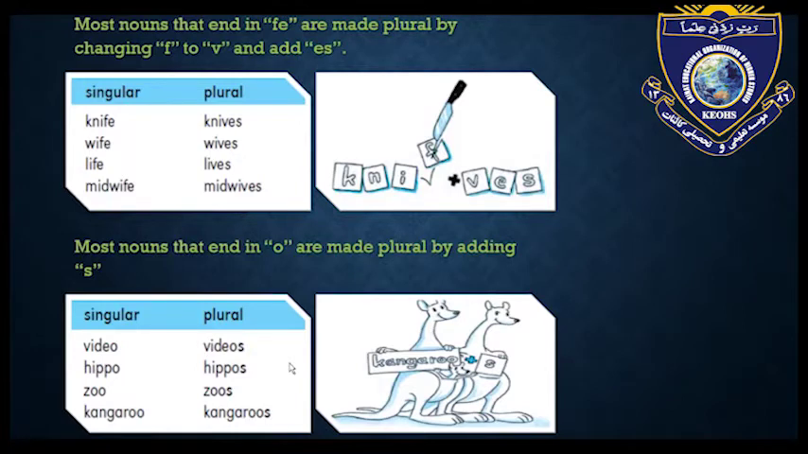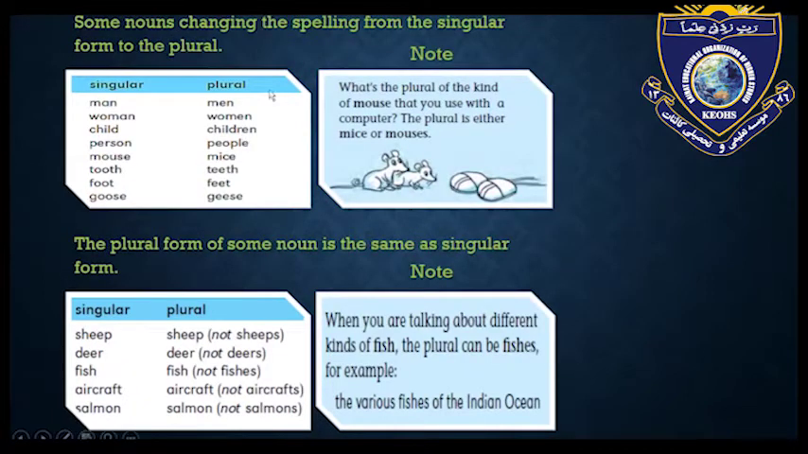We have lots of examples, but here I've written some of them. You can write more examples. You can find more words about these rules. Okay, now we are going to the next one: some nouns change the spelling from the singular form to the plural form. We have some nouns that change the whole form.